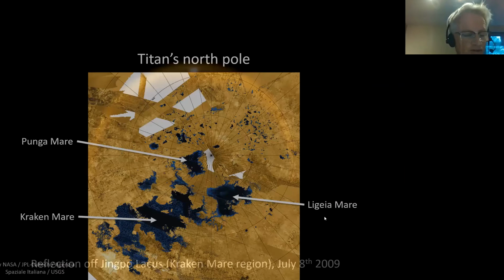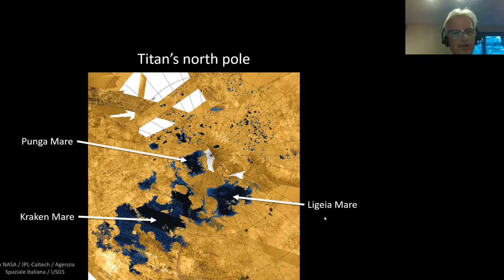So this is not an optical image. This is a radargram taken by the radar instrument on Cassini. But you can see immediately that it has a very high resolution, which is astonishing. For an orbiting radar instrument 1 billion kilometers away, to achieve this kind of resolution is astonishing. And there are some even more astonishing images to come. But it shows effectively the three seas that I showed earlier. And this is, again, at Titan's North Pole.